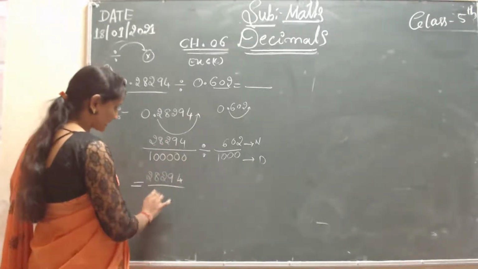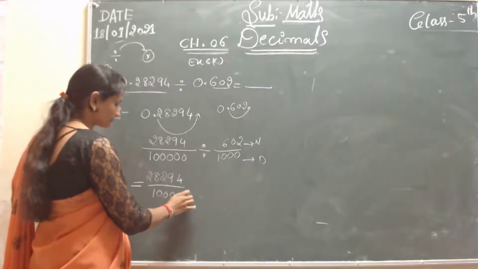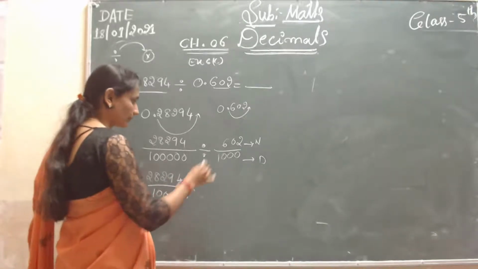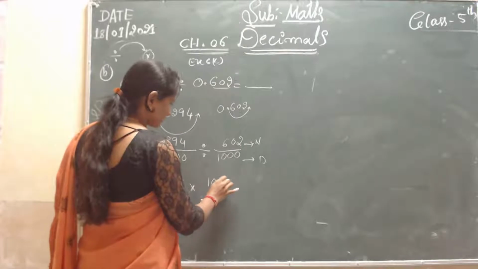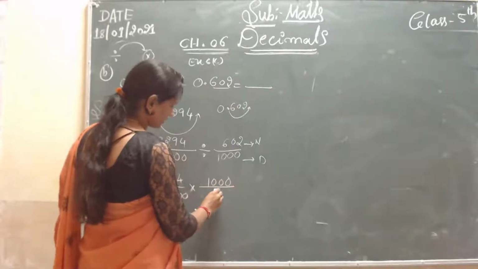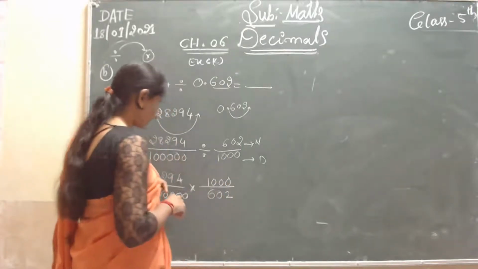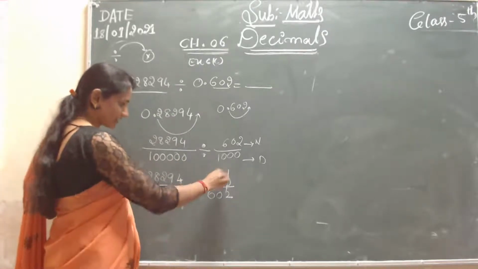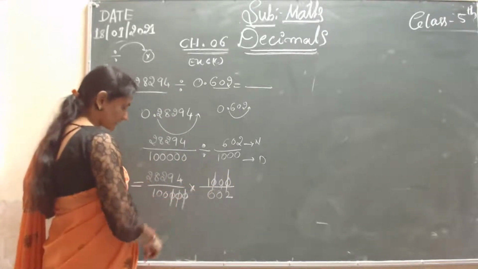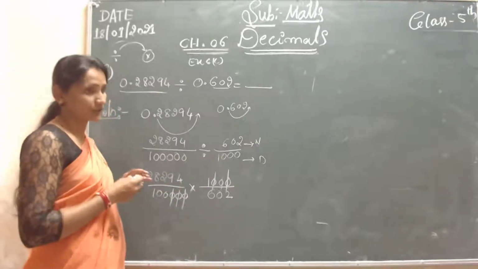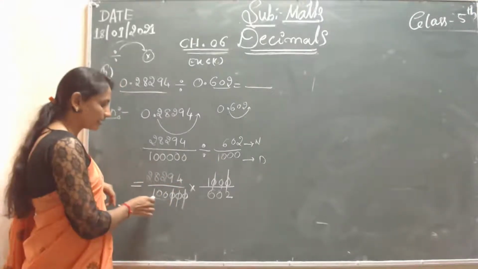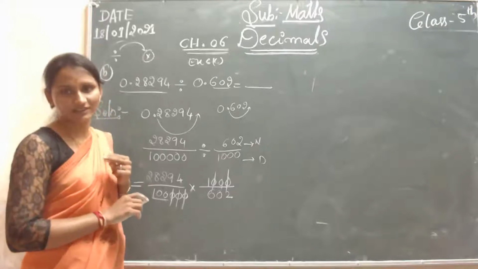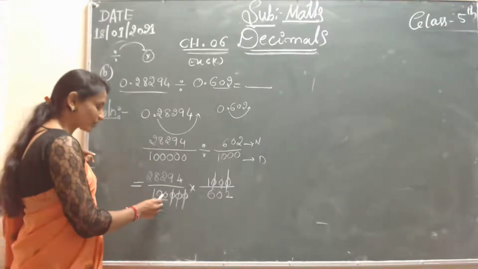So first you have to write 28294 by lakh into 1000 by 602. Students, now can you see? You have to count and cancel the zeros here, because you have to do the cross multiplication, so you have to cancel. Students, how many zeros are left? 2 zeros are left. So 2 zeros left means you have to divide.